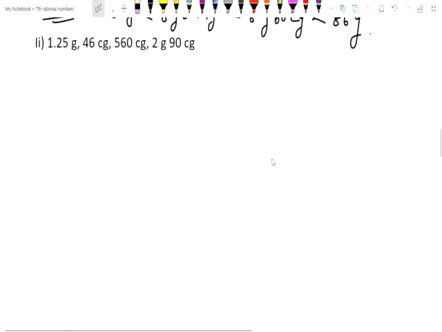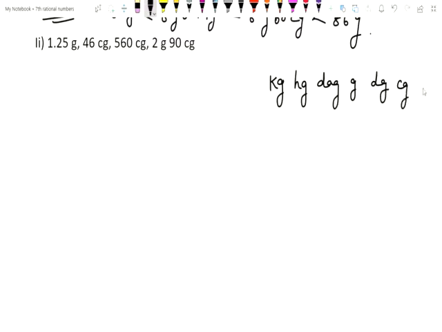1.25 gram, 46 centigram, 560 centigram, 2 gram 90 centigram. Here the smaller unit is centigram, so we need to convert. First write the order: kilogram, hectogram, decagram, gram, decigram, centigram, milligram. So the gram we are going to convert into centigram. So larger to smaller.